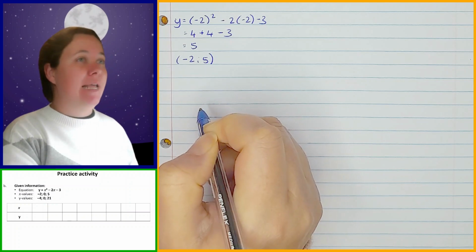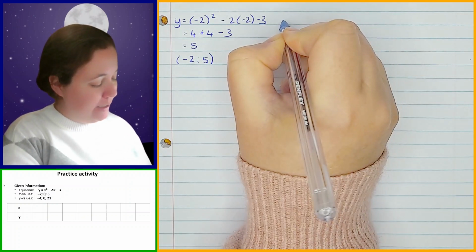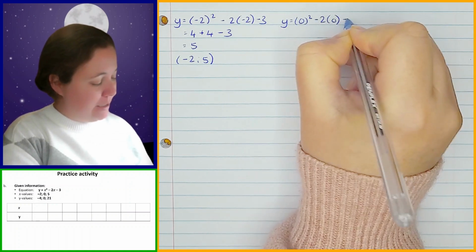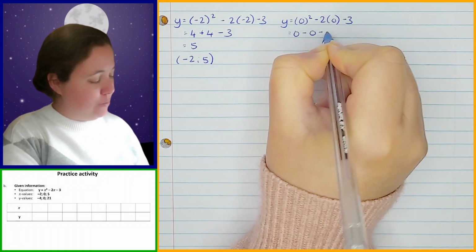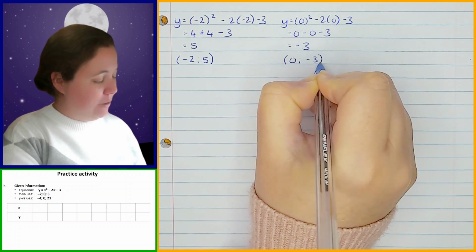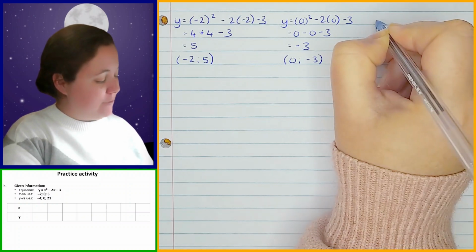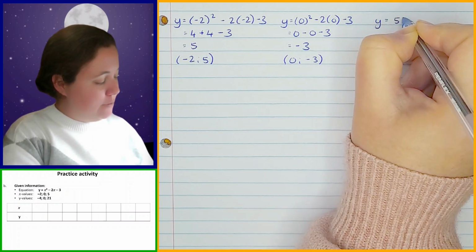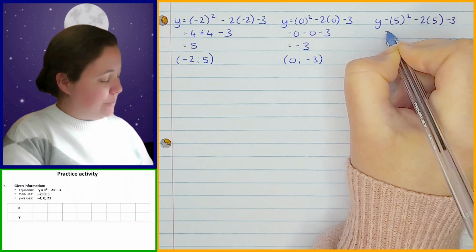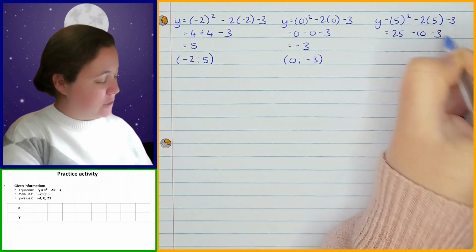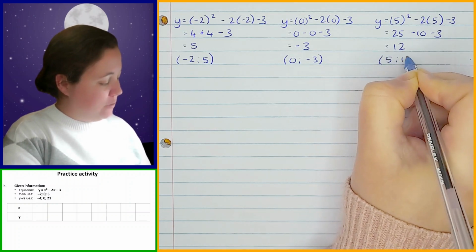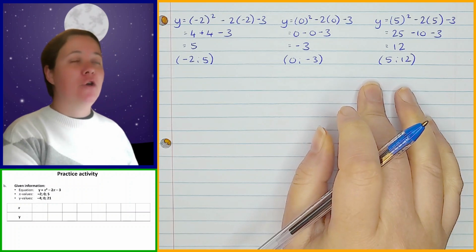Okay, now we're going to go on to our next x value, which is 0. So that's going to be y equals 0 squared minus 2 times 0 minus 3. So that's 0 minus 3, which is negative 3. So our ordered pair there is going to be 0, negative 3. And then the last x value is 5, so we've got y equals 5 squared minus 2 times 5 minus 3. So that's going to be 25 minus 10 minus 3, and that gives us 12. So our ordered pair there should be 5, 12. Okay, so those are the ordered pairs that we get for the x values we were given.